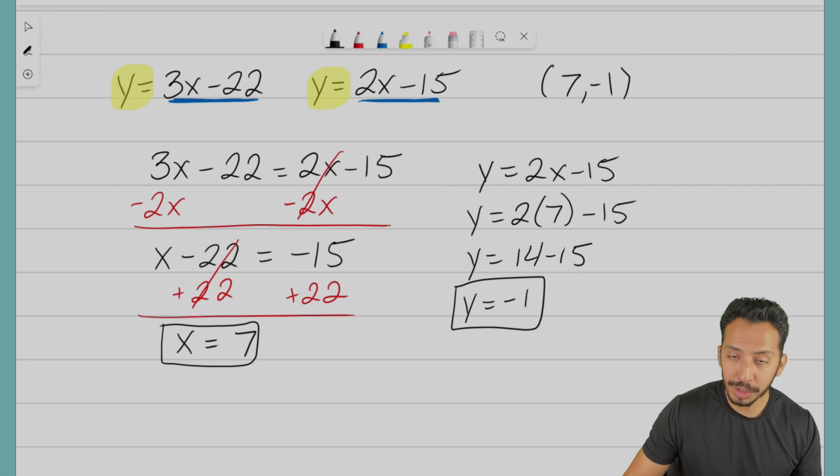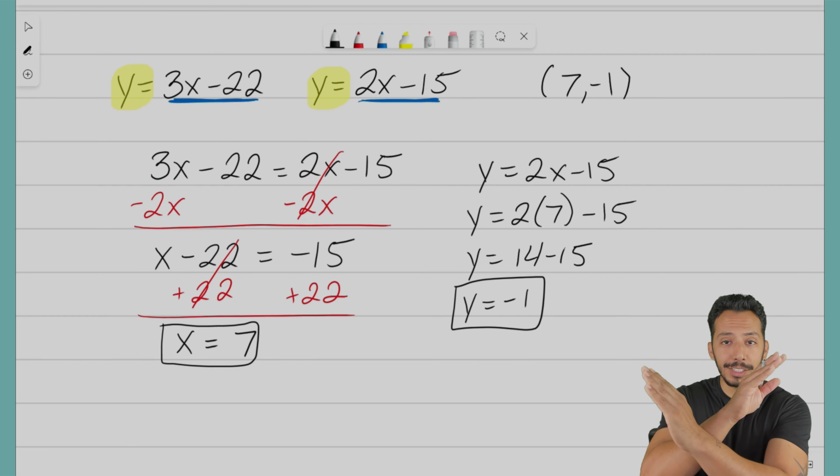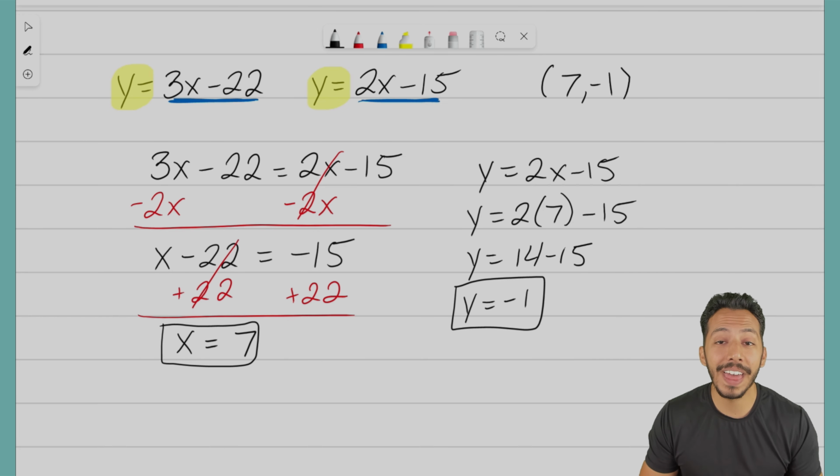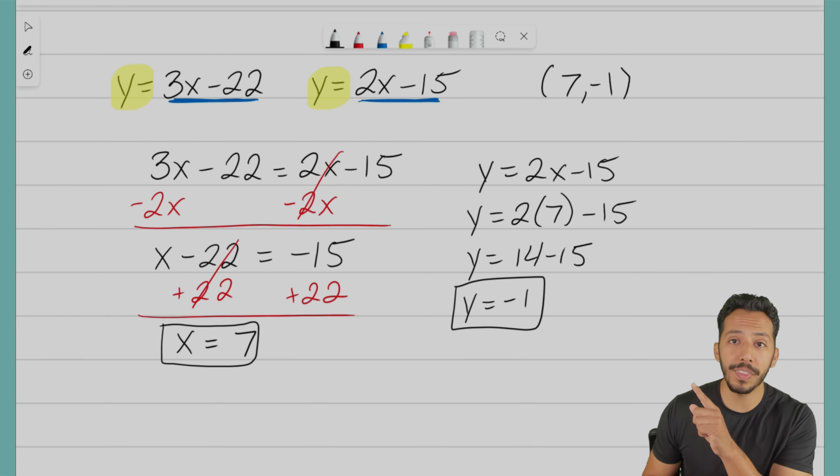So the y term for the point where those two lines intersect is negative 1, and my x is 7. That is how we use the equal values method to find the point of intersection for those two equations above. The only reason why we can use the equal values method is because both of them equaled y.